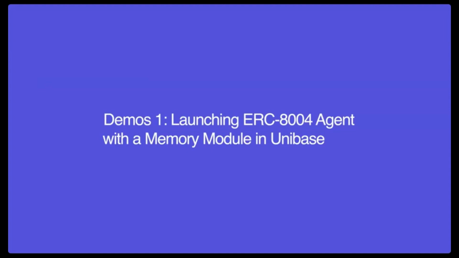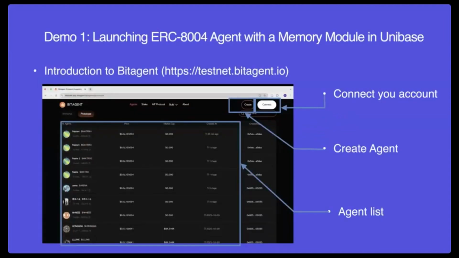We'll be using Bit Agent. Let me walk you through the interface. Here you can see the agent list showing all currently deployed agents. To get started, you'll need to connect your wallet. This establishes your identity as the agent owner. Once connected, you can create your own agent.